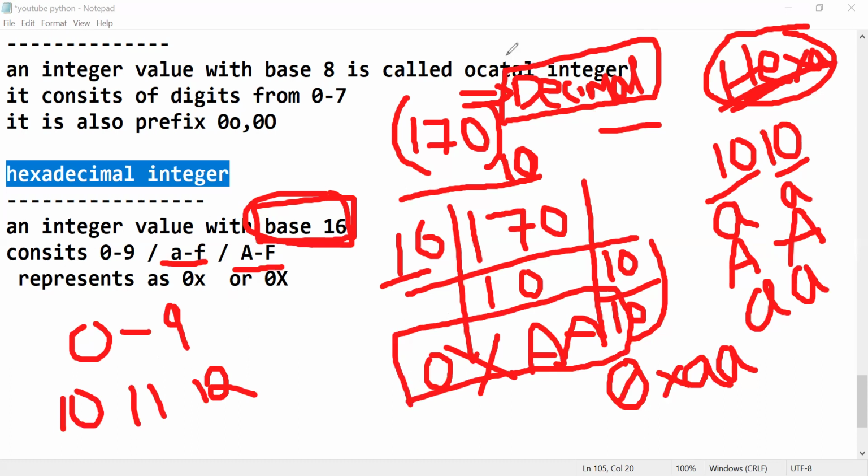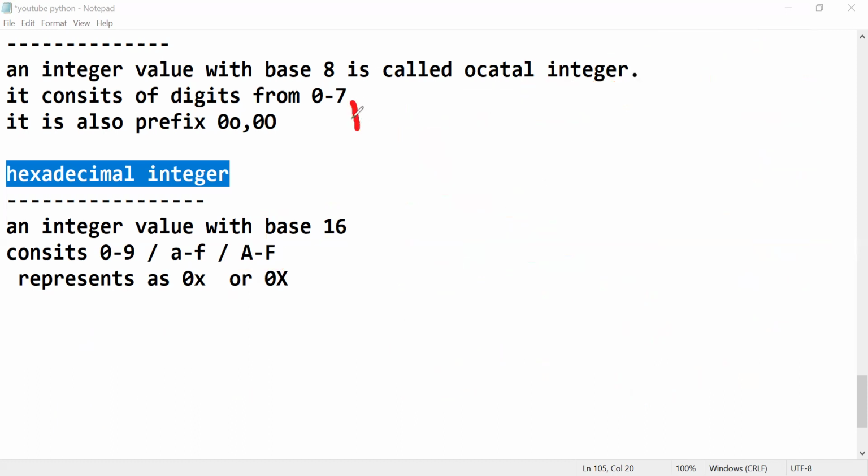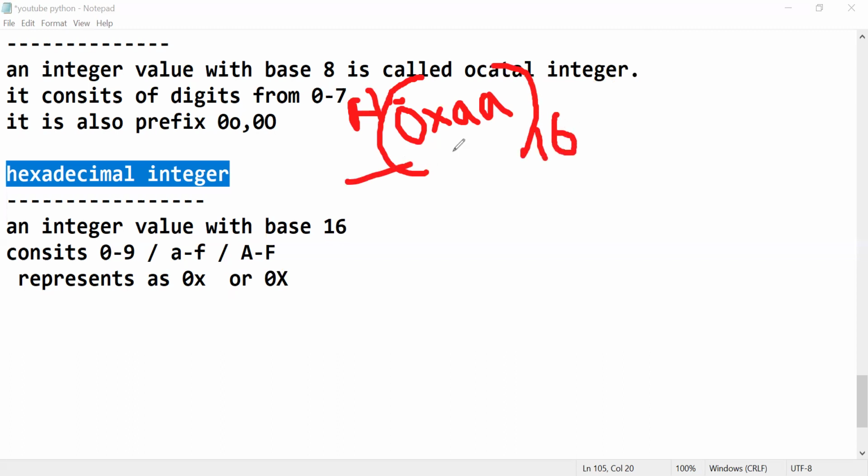Suppose you want to convert hexadecimal into decimal integer, we have to multiply with the base value, guys. Here I have taken 0 small x, small a, small a. This is hexadecimal, so the base value is 16. We call it hexadecimal value.